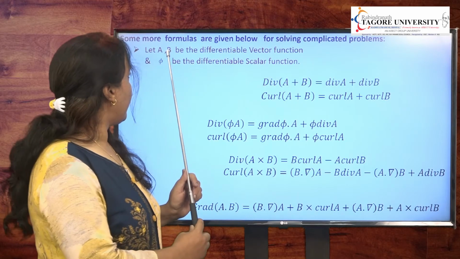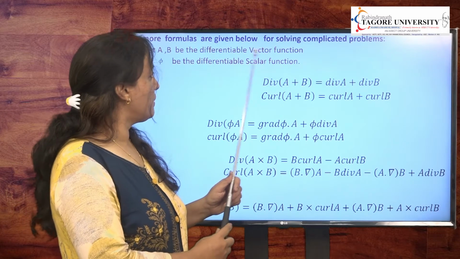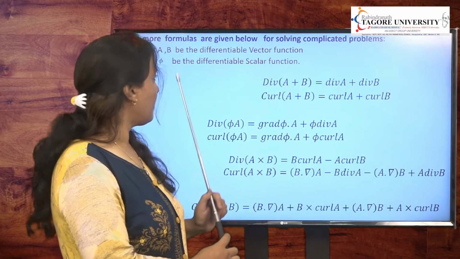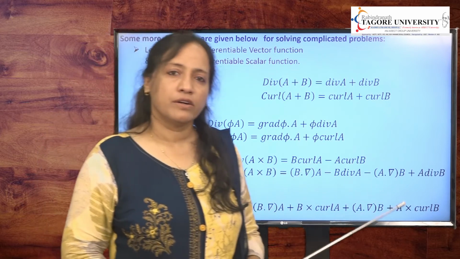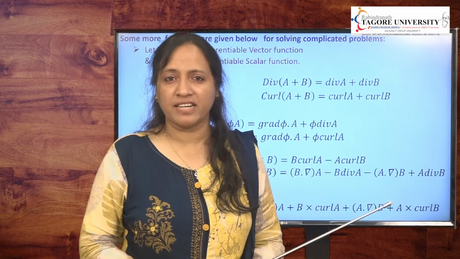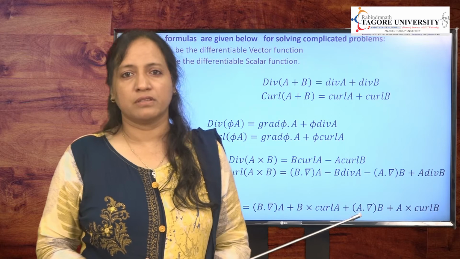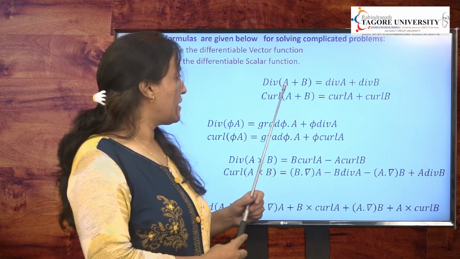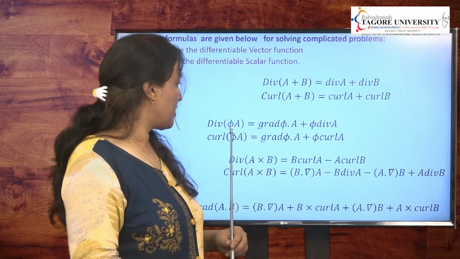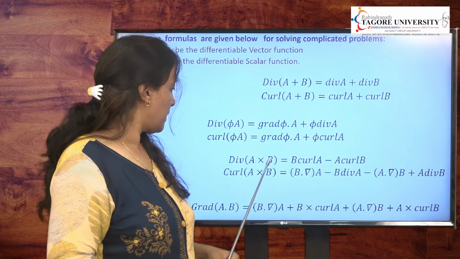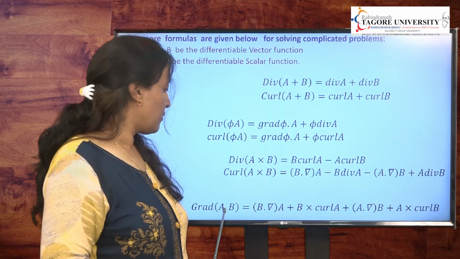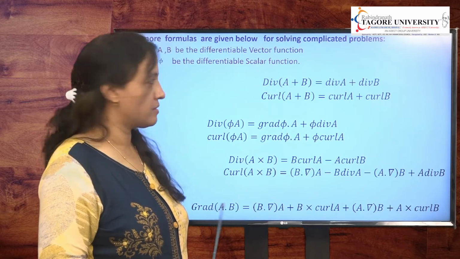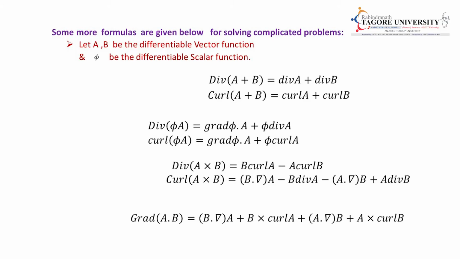Now let us take a and b as differentiable vector functions and phi as a differentiable scalar function. Now we are using gradient, divergence and curl. These are the relations for addition of 2 vectors, multiplication of scalar and vector, and cross product and dot product between 2 vectors for the gradient.